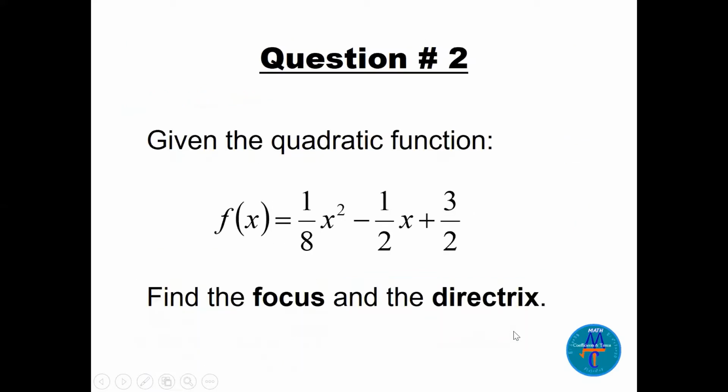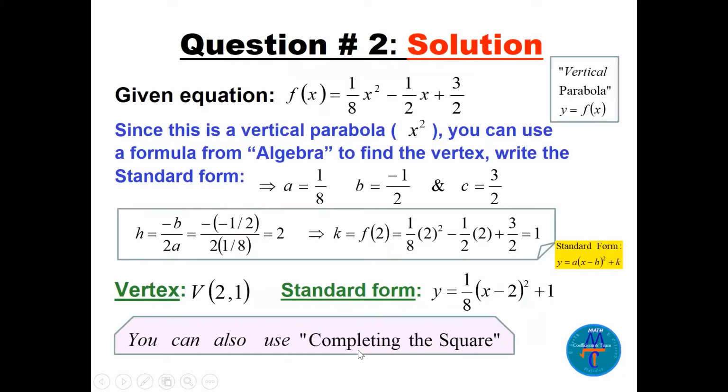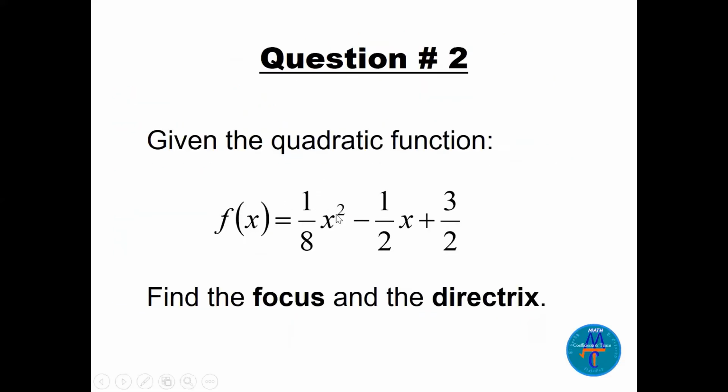Let's see question number 2. Nice question, but we have better questions later in this video. Given the quadratic function f of x equals 1 over 8 x squared minus 1 over 2 x plus 3 over 2. Quadratic function, so what is a quadratic function? It's a parabola. But which one? The squared is on the x, and here is y.